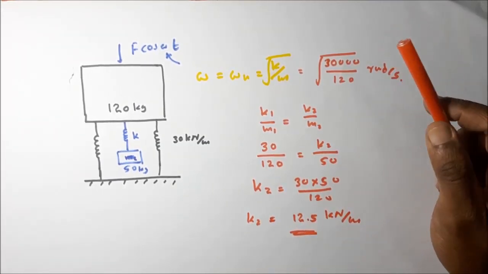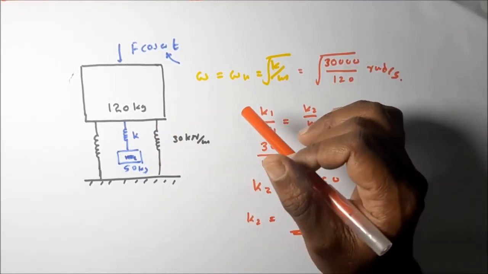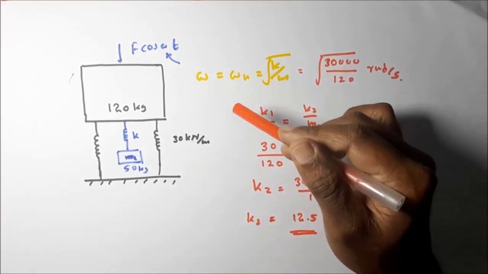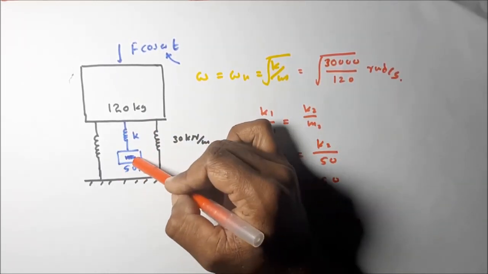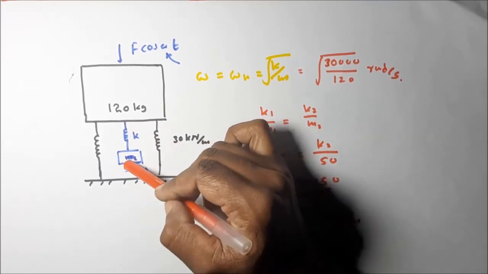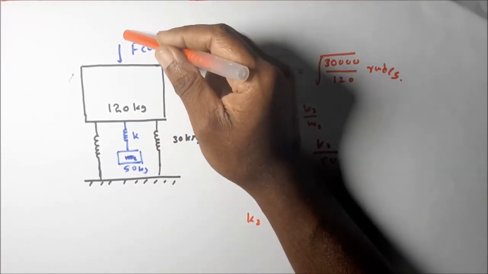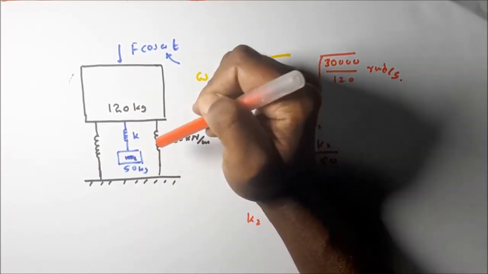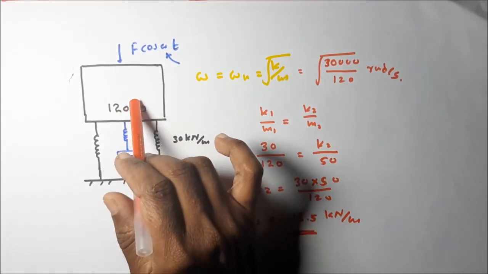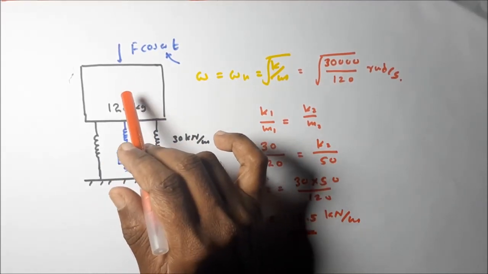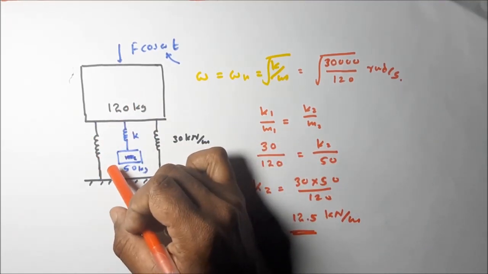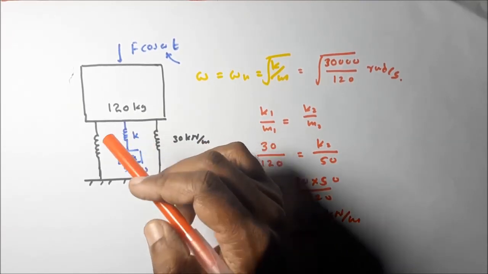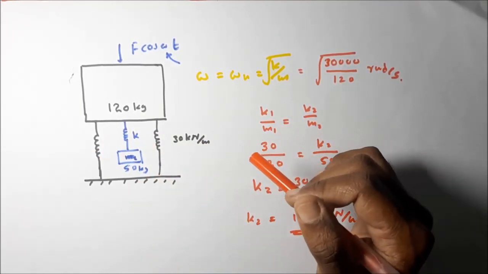If we design this kind of absorber, the absorber stiffness is 12.5 kilonewton per meter, with the 50 kilogram mass given. If we design in that way, what happens? The energy transferring from the excitation force is taken by the absorber, which vibrates with high amplitude without vibrating the system. All the energy is transferred into the absorber, and the absorber vibrates. This is how the absorber operates.